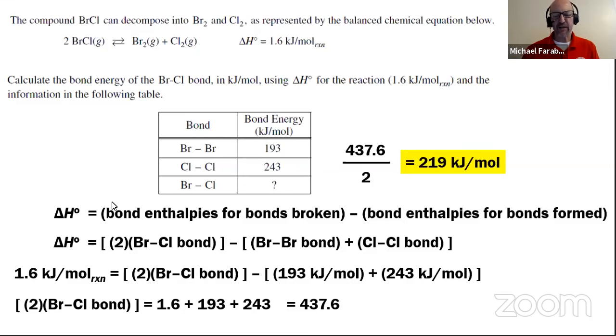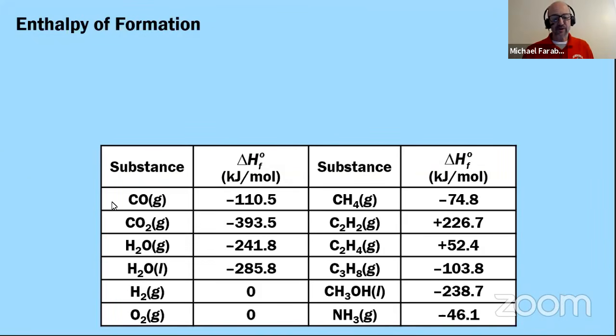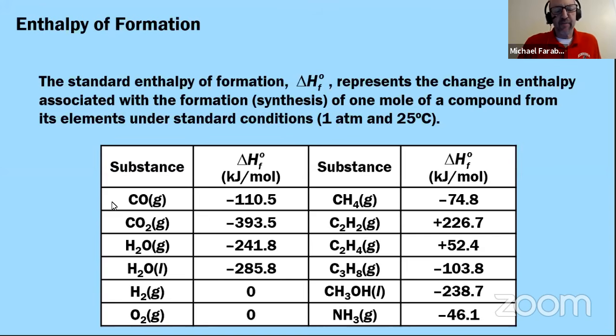All right, so again, those were AP practice problems. The next concept I'd like to talk about is enthalpy of formation. So now you don't see bonds, you actually see entire formulas of chemicals. We have carbon monoxide, carbon dioxide, water vapor, liquid water, hydrogen, oxygen, CH4. These are actually substances. So what is the enthalpy of formation? Well, the standard enthalpy of formation, which has the symbol delta H with a superscript 0 for standard conditions and a subscript F for the word formation.